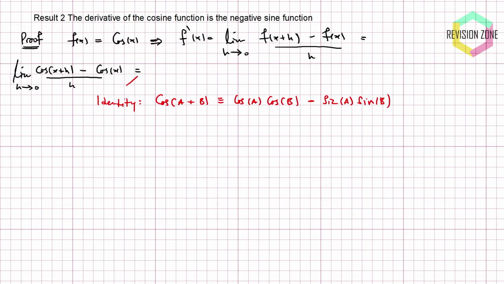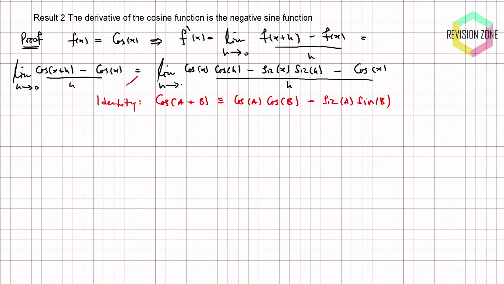So we have cos x cos h minus sine x sine h, and of course everything else, which is the term in the numerator and then the denominator, comes along for the ride for now. So we just have cos x, and the whole thing is over h, of course, and it's being taken the limit of. So now it's about tidying this up so that we can actually evaluate these limits.